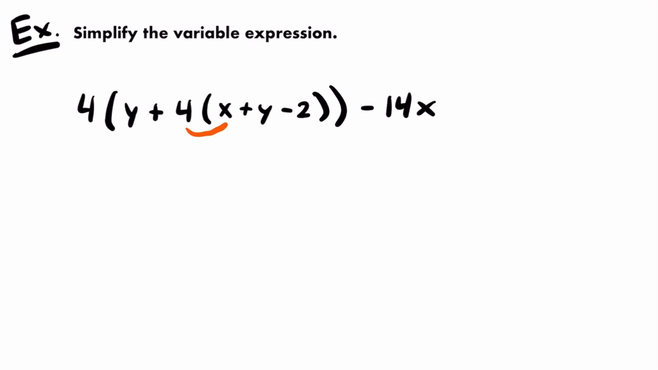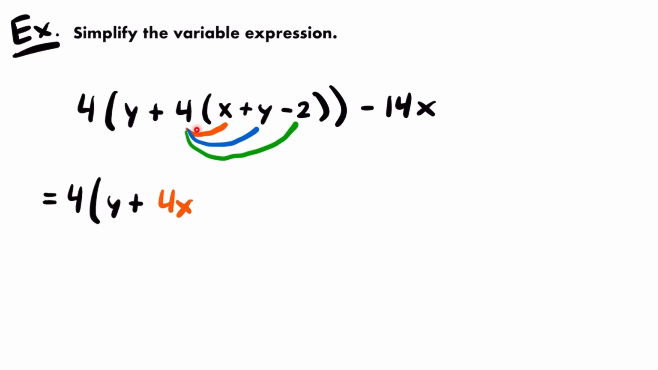So we'll have 4 times x, then 4 times y, and then 4 times negative 2. All right, so rewriting this expression, we still have 4 times y plus 4 times this quantity. So now we will use the distributive property. We have 4 times x, the coefficient of x there is just 1, and 4 times 1 is 4. So that just turns out to be 4x, and then 4 times y will give you 4y. So we have 4y, and then we have plus 4 times the negative 2.